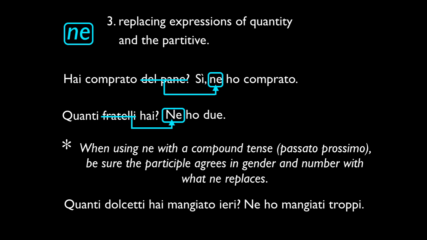Ne ho mangiati troppi. So you see there we're referring to a plural. How many candies did you eat? I ate too many, right? Ne ho mangiati troppi. While the ne is there, you also have to make sure, because it's a compound tense, that you make a change to the participle. Ne ho mangiati troppi.